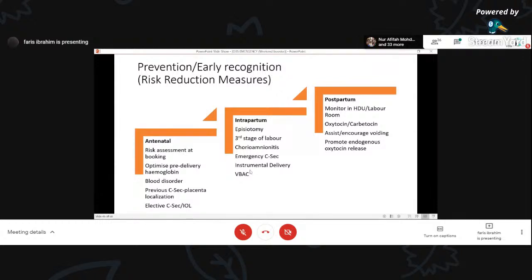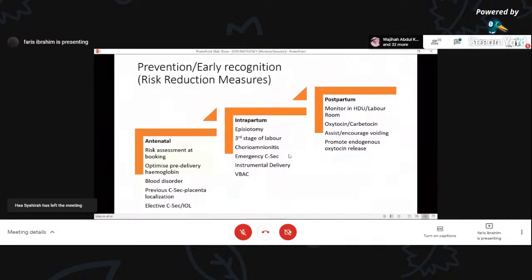So intrapartum ni sama je lah. Episiotomy, lepas tu you manage that stage, active management of that stage of labour, watch out for risk for macam chorioamnionitis. Okay, lepas tu prepare for emergency cesarean section. So this is part of the management.